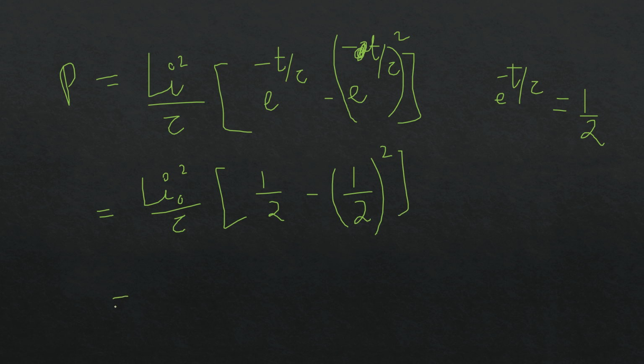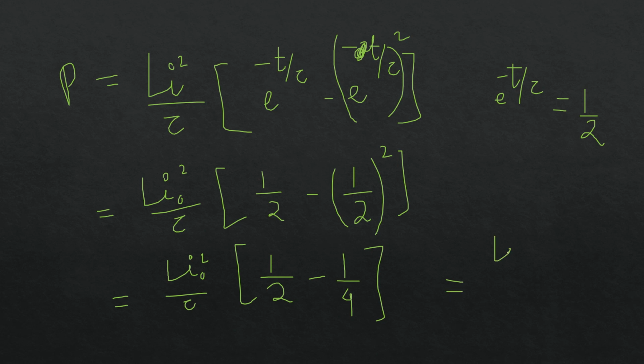Okay, I won't repeat. So this one becomes I naught square by tau into 1 by 2 minus 1 by 4. Okay, 1 by 2 minus 1 by 4 is how much? 1 by 4. So the answer becomes I naught square divided by 4 tau. This is P max, right? So this is the answer.